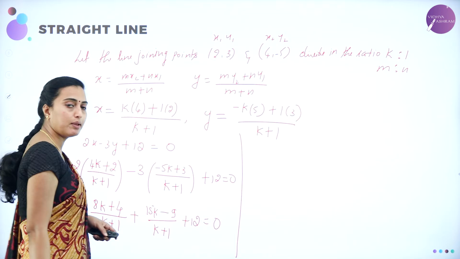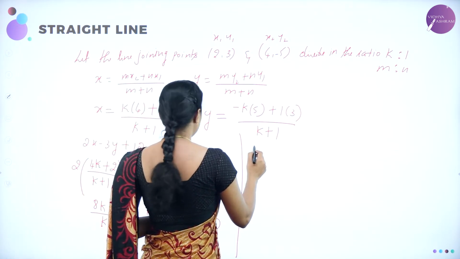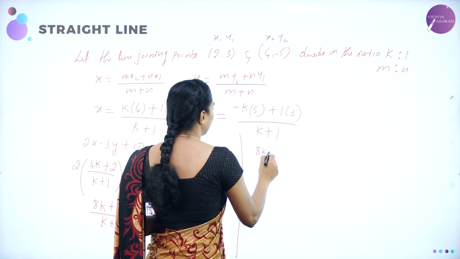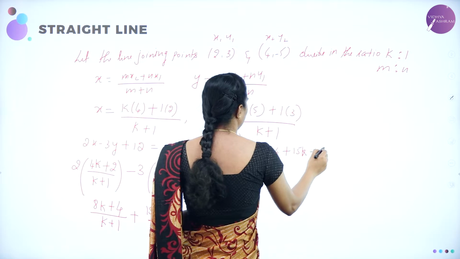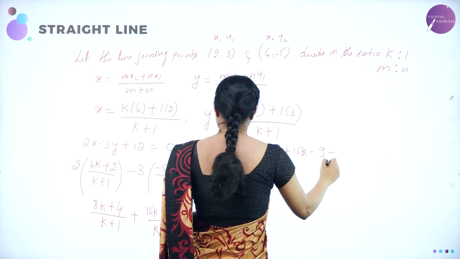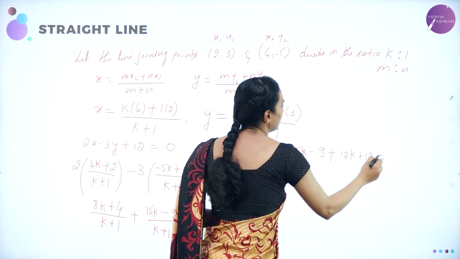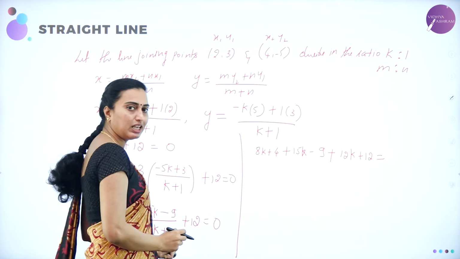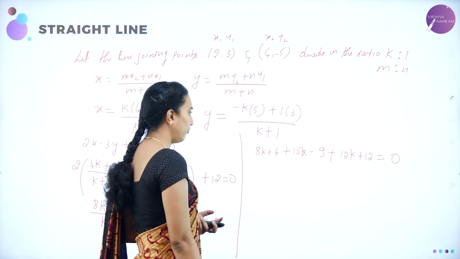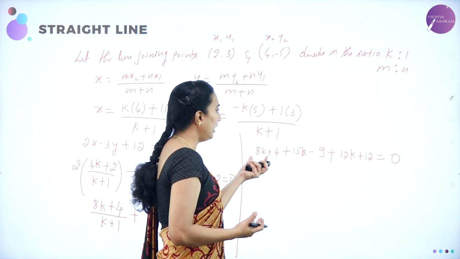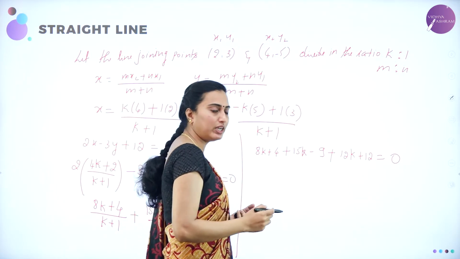Now you can take k plus 1 as the LCM. It will be 8k + 4 + 15k - 9 + 12(k + 1), which is 12k + 12, equal to k plus 1 into 0, which is 0 only. Therefore, now you can solve this one: 8k + 15k + 12k. See, 8k plus 12k is 20.